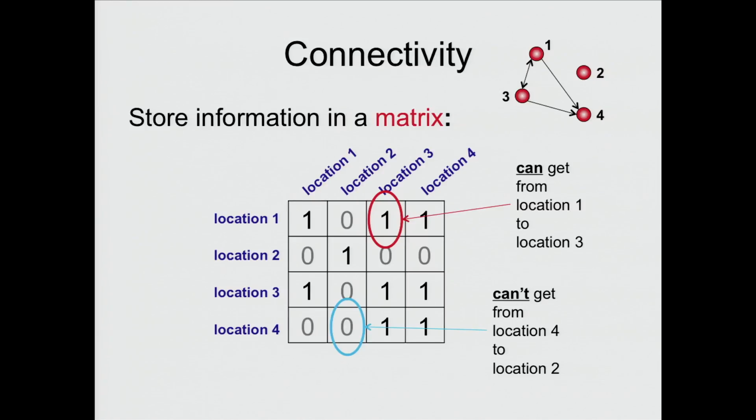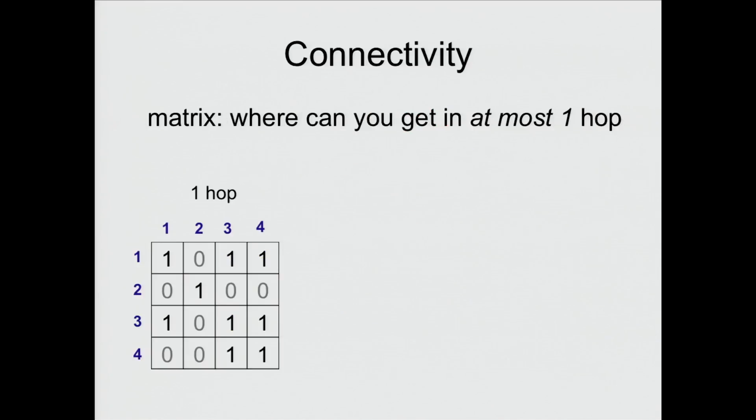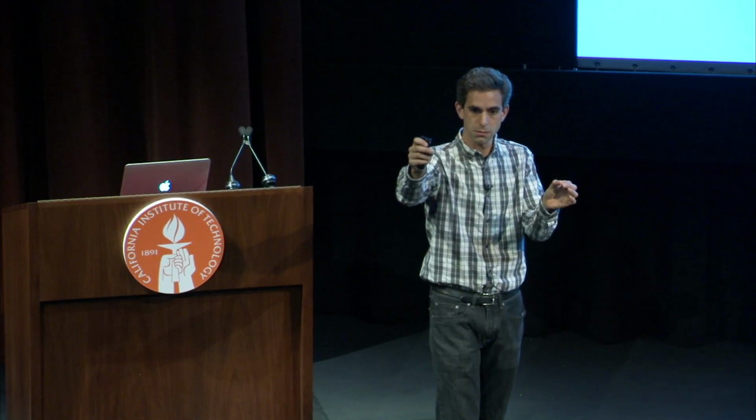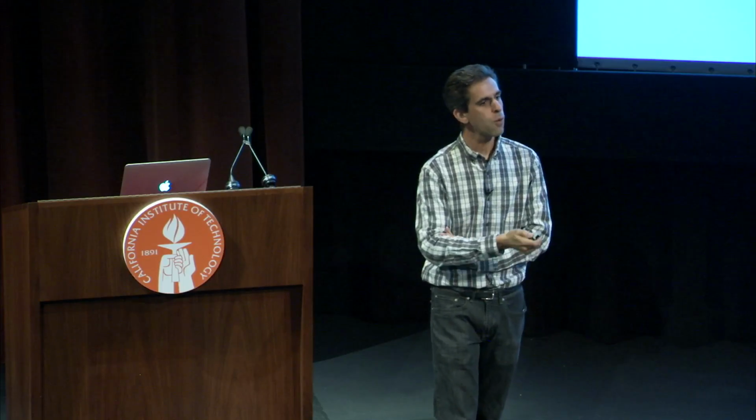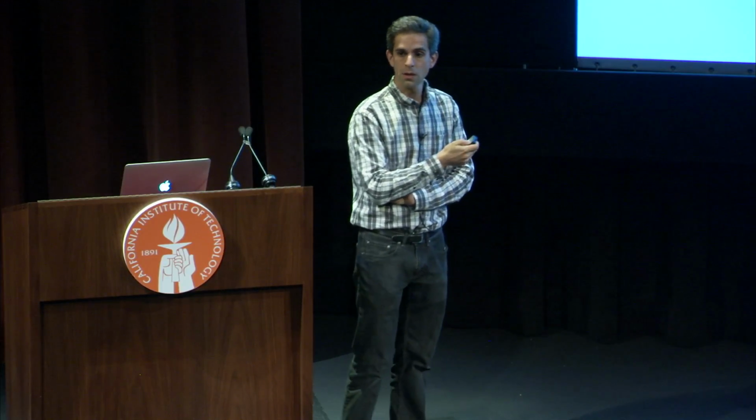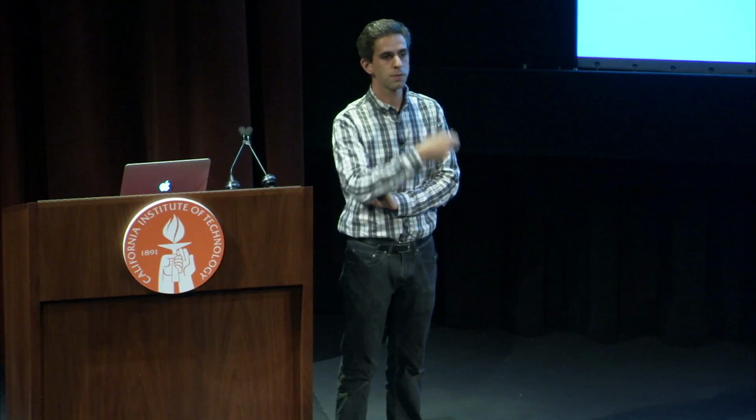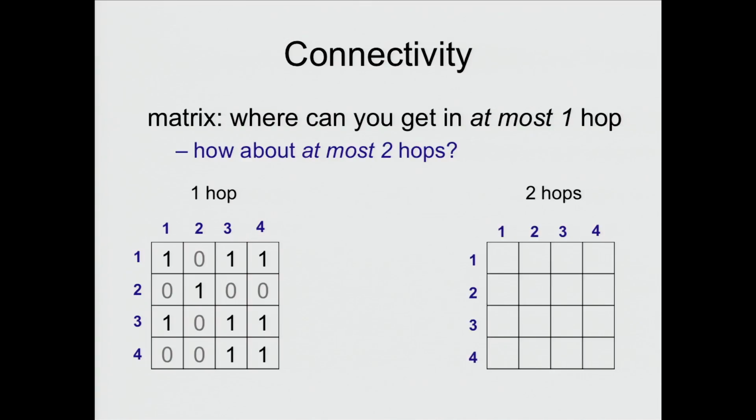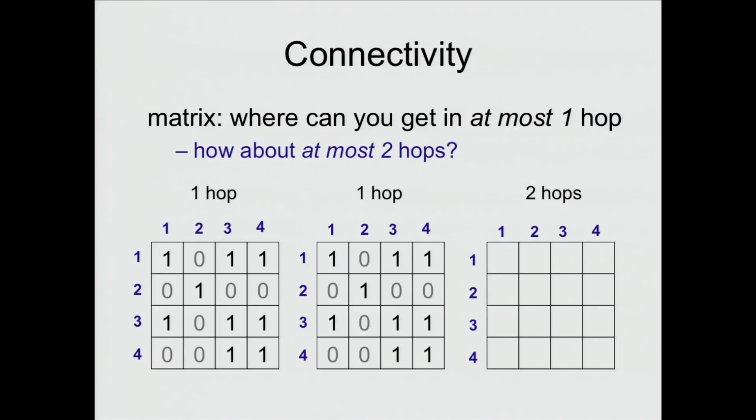Up in the corner, there is a little picture of the network that's expressed in this little example. So we're going to store information in the network in a matrix. And what this matrix tells you is where you can get in at most 1 hop, by following at most 1 link. That's the starting point. Now, what if we want to know where you can get to in at most 2 steps, following at most 2 links? Where can you get in at most 2 hops? One way to figure this out is to write another copy of this matrix, which indicates what you can get to in 1 hop, and start filling things in.